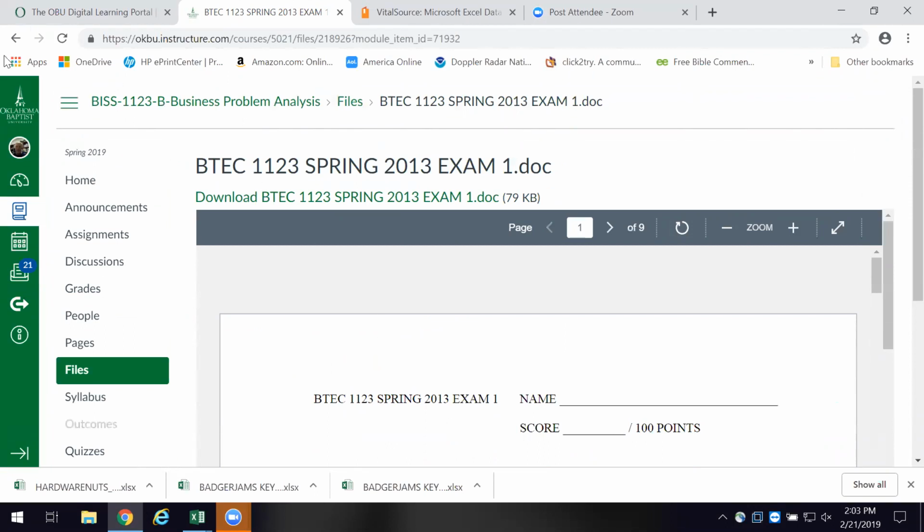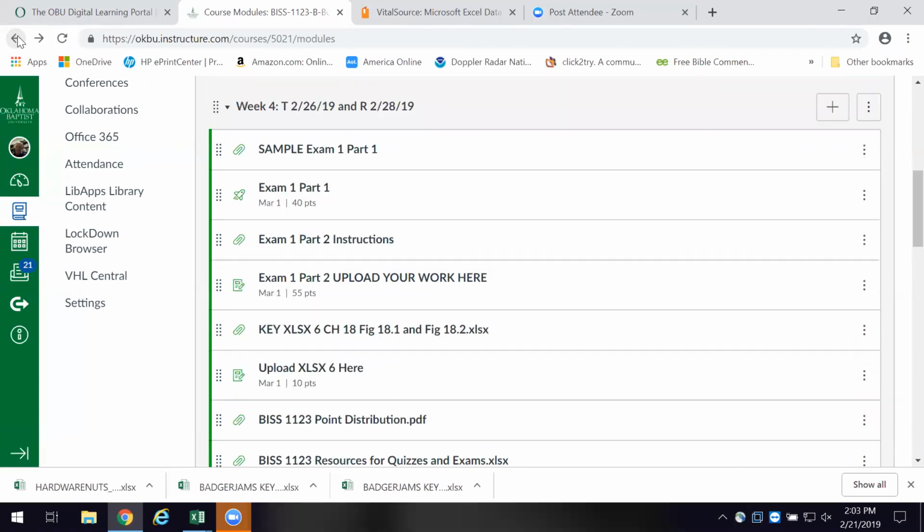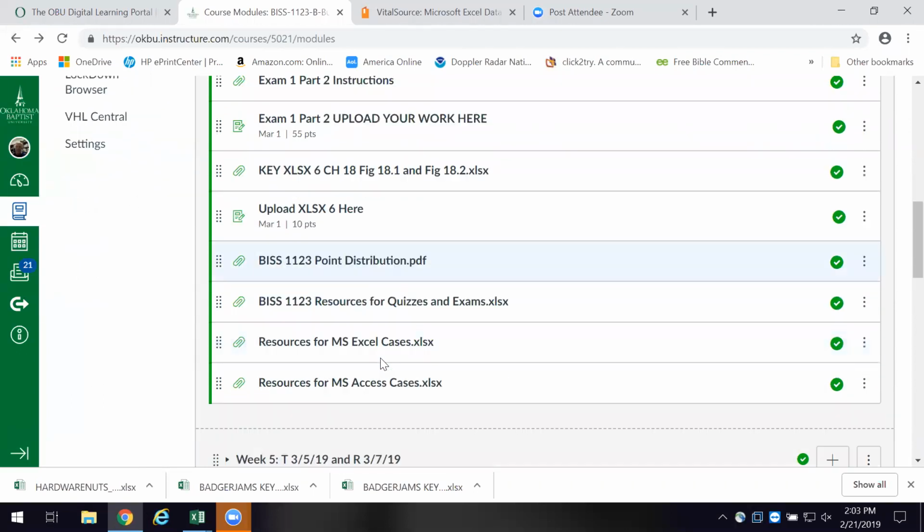Then I also have, of course, at the end of each module, a file that tells you the resources for exams and quizzes. And you'll see that.